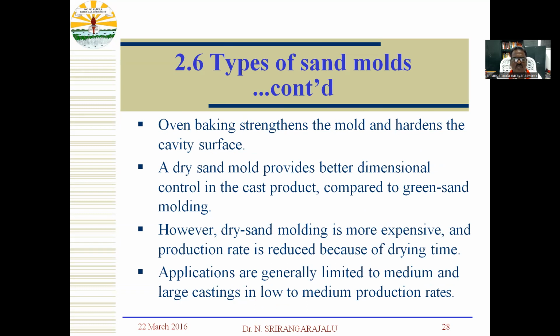Oven baking strengthens the mold and hardens the cavity surface. A dry sand mold provides better dimensional control in the cast product compared to a green sand mold. However, dry sand molding is more expensive and the production rate is reduced because of drying time. Applications are generally limited to medium and large castings in low to medium production rates.